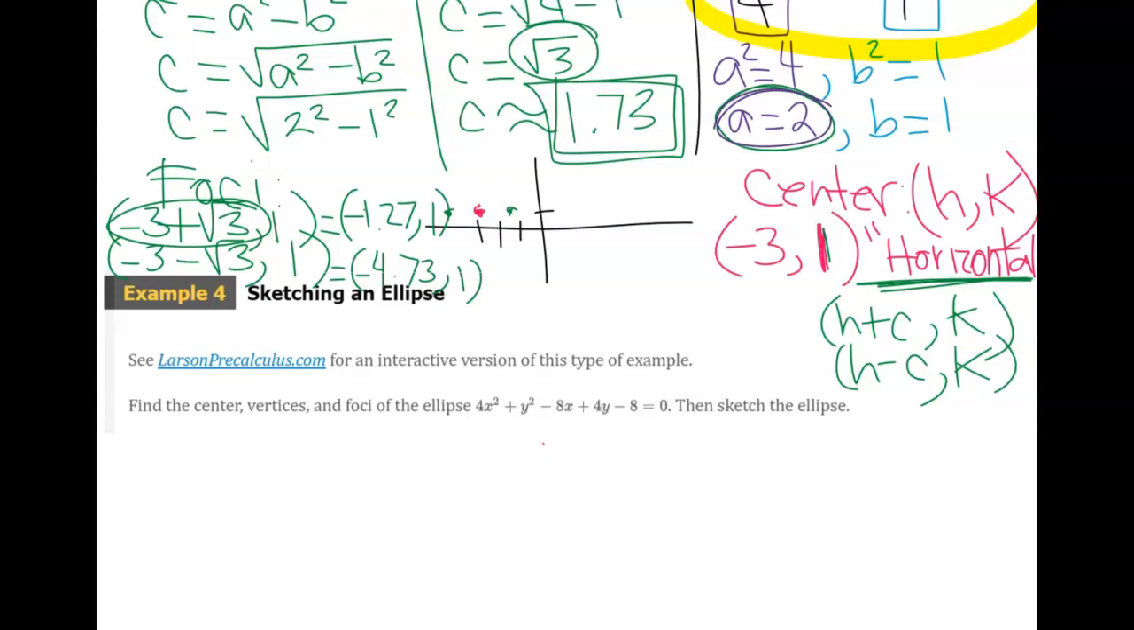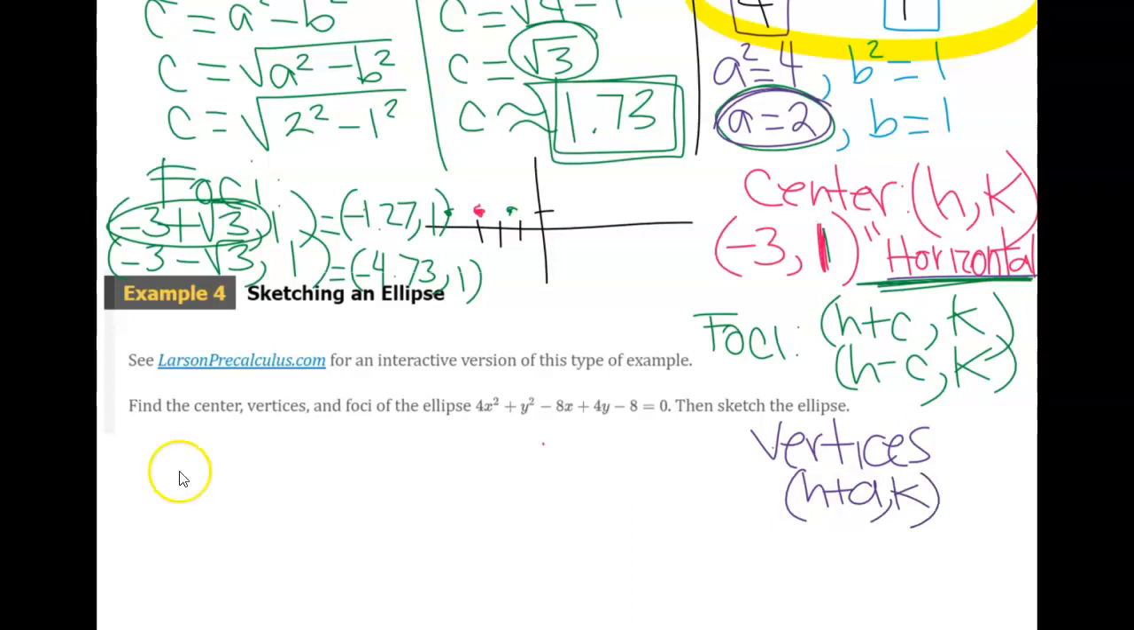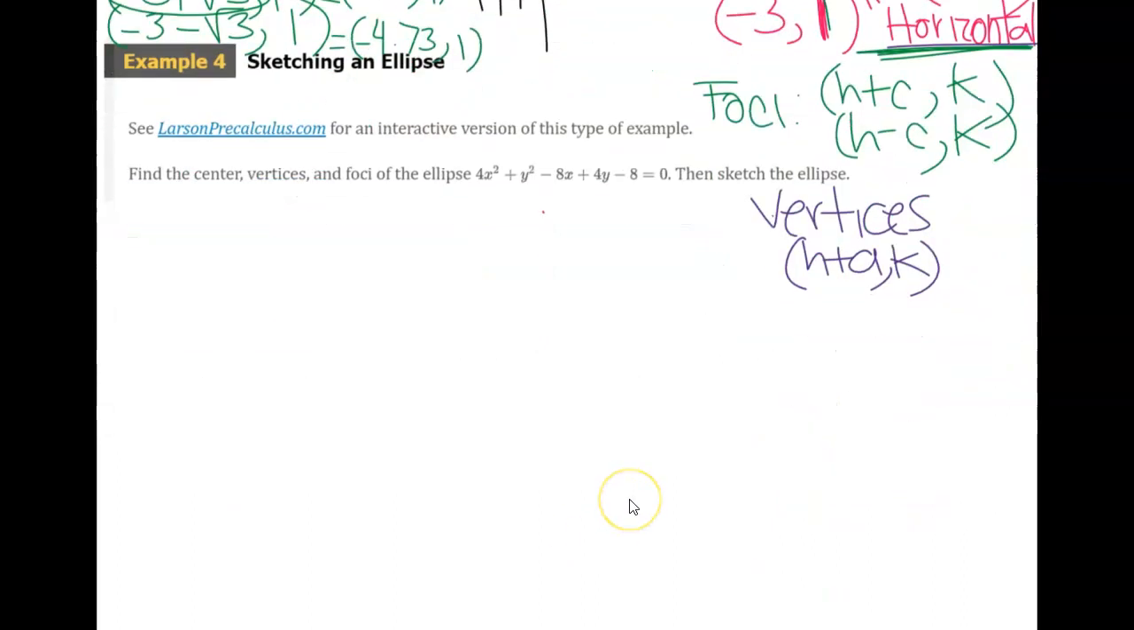And then finally, to find the vertices, since a is equal to 2, the formula for the vertices, because again we're talking about a horizontal ellipse, will be at h plus a, comma, k, and the other one will be at h minus a, comma, k.